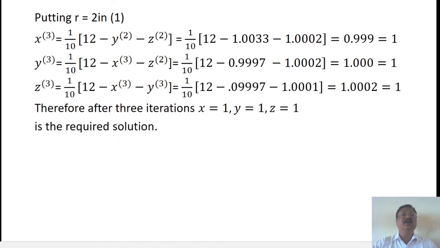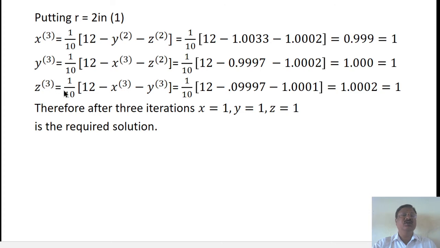Now the last iterate, the third iterate, is got by putting r equal to 2 in equation 1. So x raised to 3 is equal to 1 upon 10, 12 minus y raised to 2 minus z raised to 2, which is equal to 1 upon 10, 12 minus 1.0033 minus 1.3002, that will be 0.999, and equivalently it is 1. So y raised to 3 is equal to 1 upon 10, 12 minus x raised to 3 minus z raised to 2, 1 upon 10, 12 minus, so it is 0.997 minus 1.3002, which is again exactly 1.